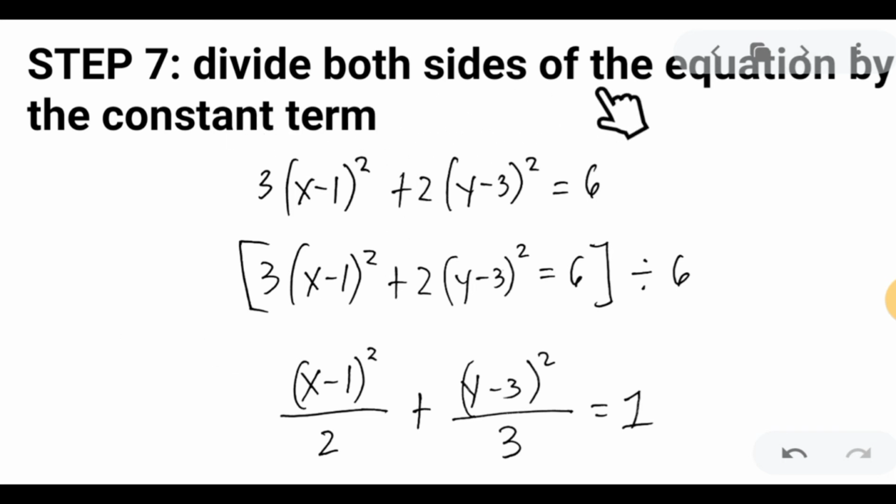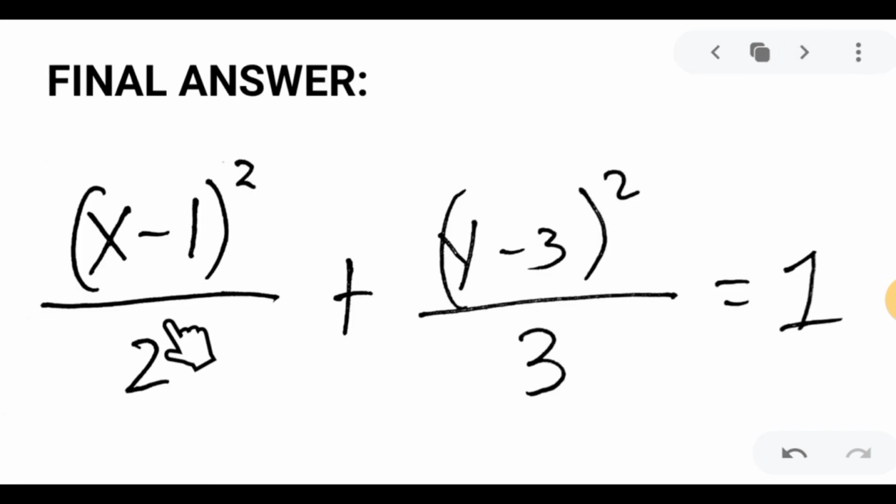Now for step 7, you have to divide both sides of the equation by the constant term. And the constant term is 6. And then you will be able to divide that. 6 divided by 6, that is 1 here. 6 divided by 3, that is 2. You will have to put that on the denominator since that is division. And such that you will be able to convert that into standard form. And then retain the x minus 1 squared at the numerator or the binomial. And then 6 divided by 2, that is 3. And then retain the square of binomial at the numerator. So the final answer is x minus 1 squared over 2 plus y minus 3 squared over 3 equals 1.